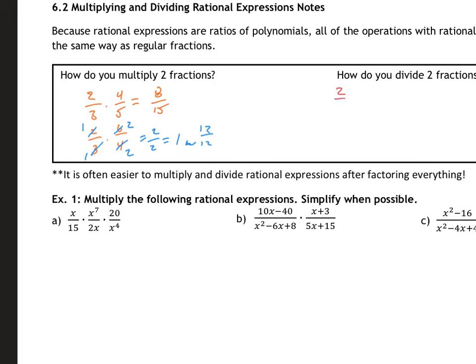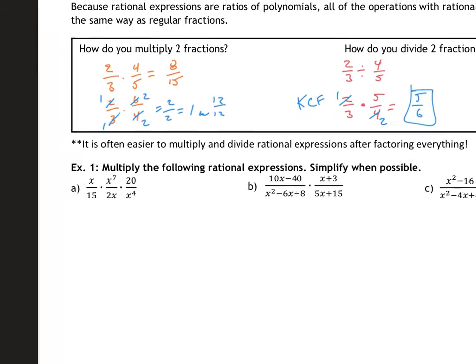Division, if I have 2/3 divided by 4/5, remember it's keep, change, flip. So dividing fractions, we keep the first fraction, change division to multiplying, and then flip the second fraction. Now we can cross cancel, 2 and 4 reduce to 1/2, multiply straight across now, so you get 5/6. So remember it's keep, change, flip. Not KFC, KCF.